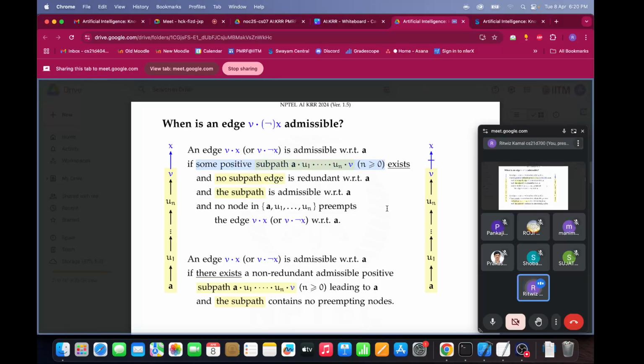So is this condition clear? Okay, I'll assume it is clear. If there are any doubts, please ask.